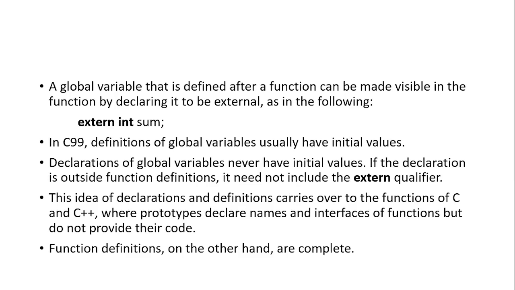So definitions should have initial values. Declarations need not have, or never have, initial values. This idea of declarations and definitions carries over to the functions of C and C++, where prototypes declare names and interfaces of functions but do not provide their code. Function definitions, on the other hand, are complete. So you know the difference between declarations and definitions.